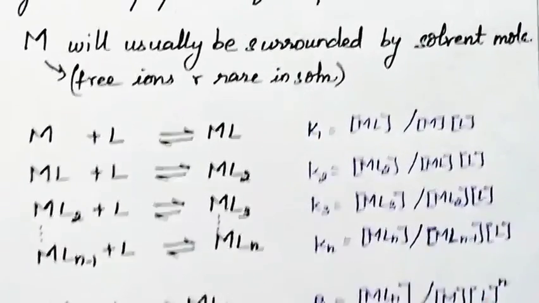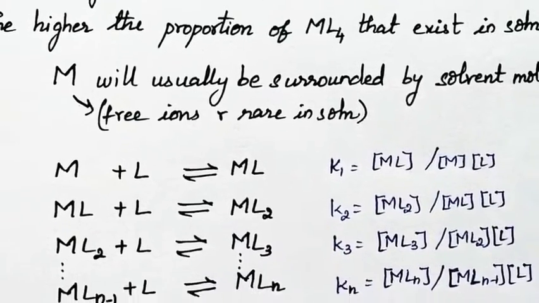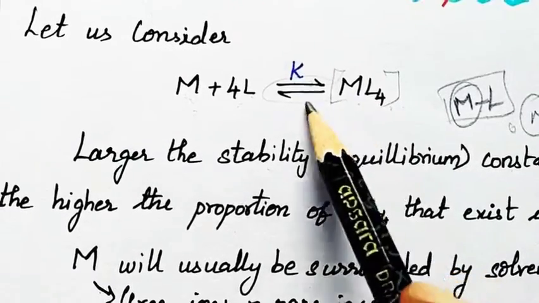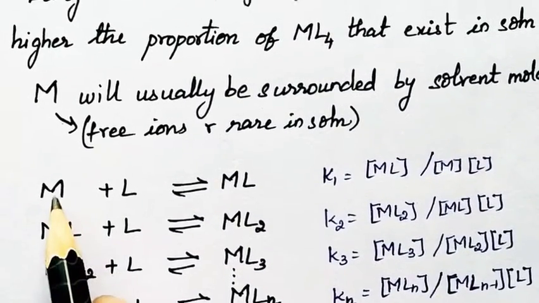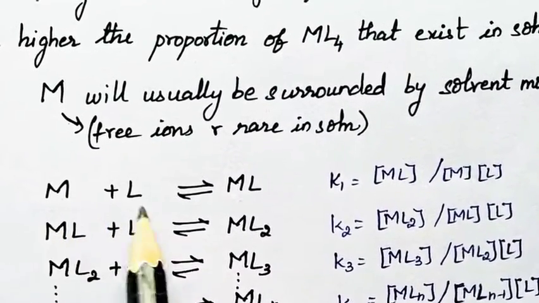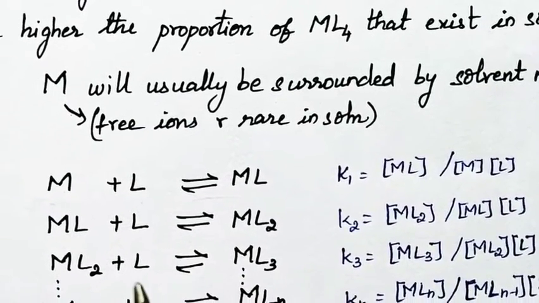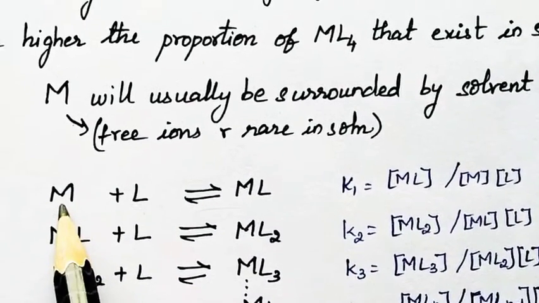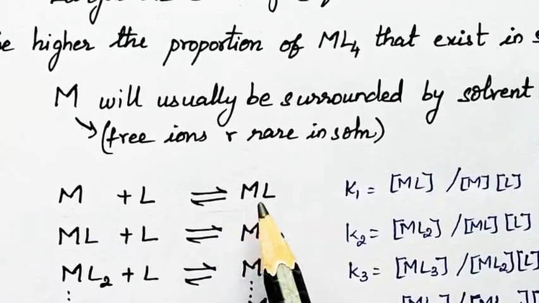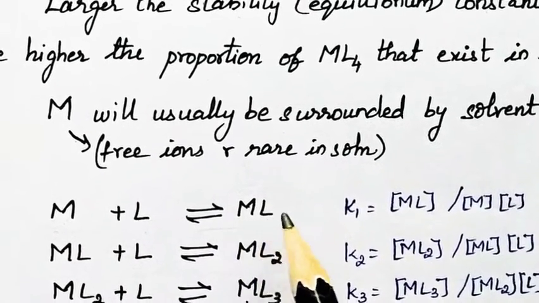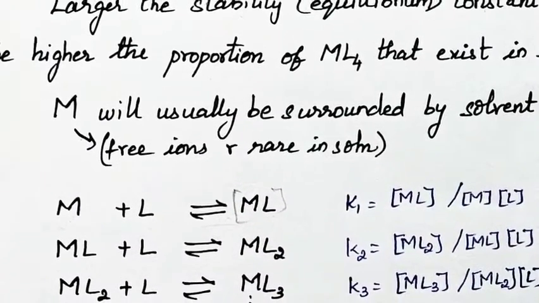I am giving some equations here, so let's see them in a detailed, step-by-step way. First I take one metal and one ligand. Here I didn't mention any solvent; we are speaking only about the metal and the ligand. One metal and the ligand form an equilibrium, so first it forms a first-step complex like this, ML.